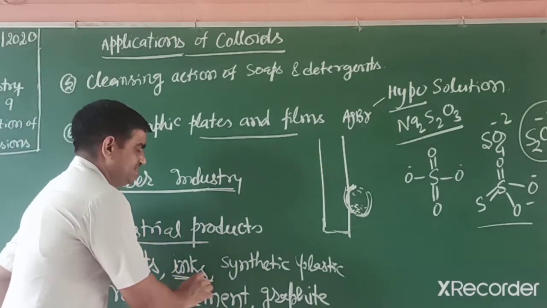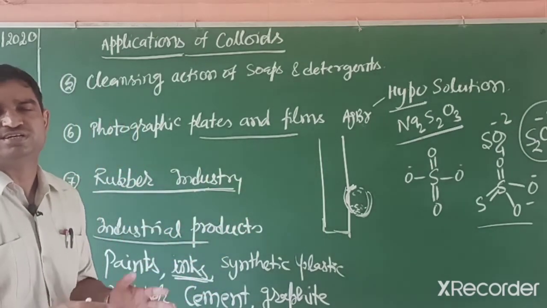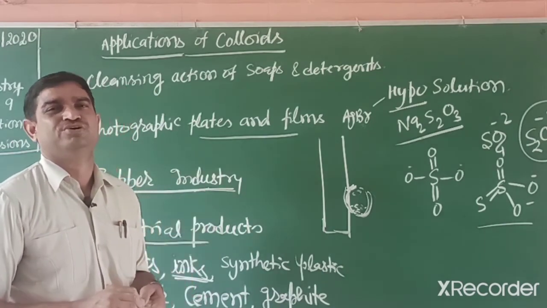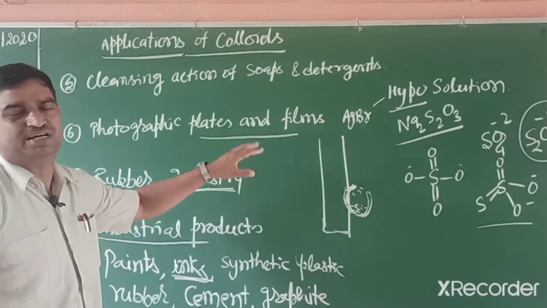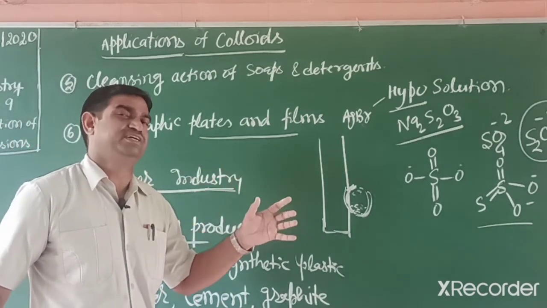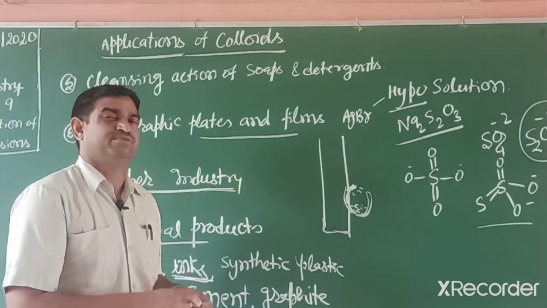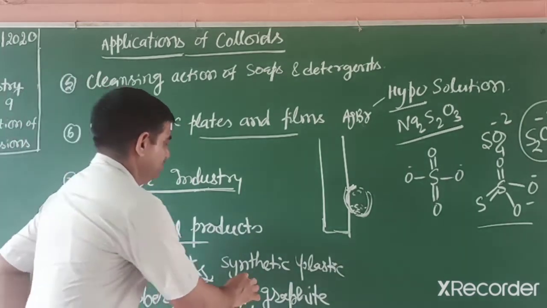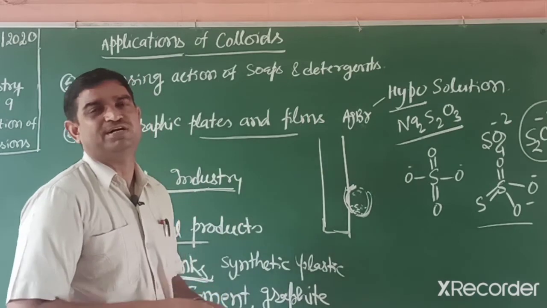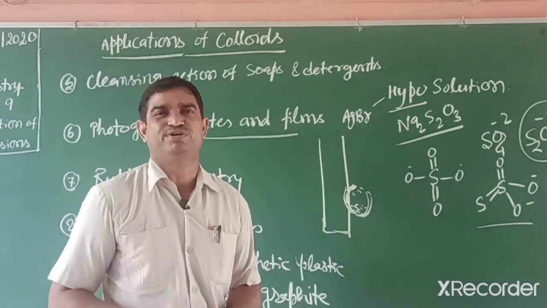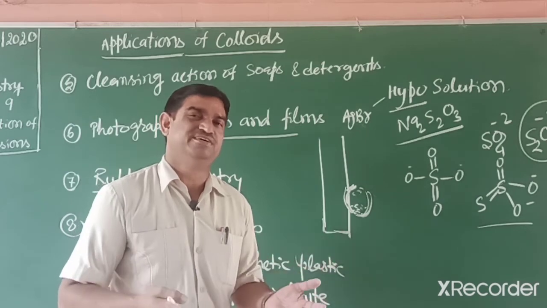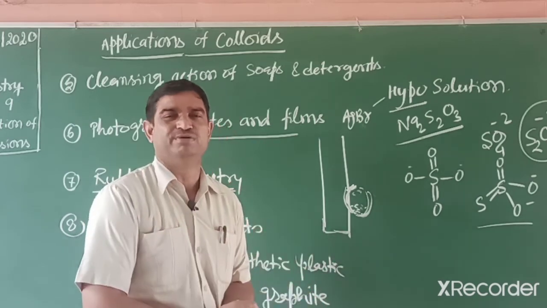Ink, that we use in our printers and photostat machines, is also in colloidal form, and we can make it from precipitated ash, because unburnt carbon is used for making inks. Synthetic plastic: different polymers are used to make plastic products these days. They are also in colloidal sol form, but when we heat them, they convert into a solid mass.